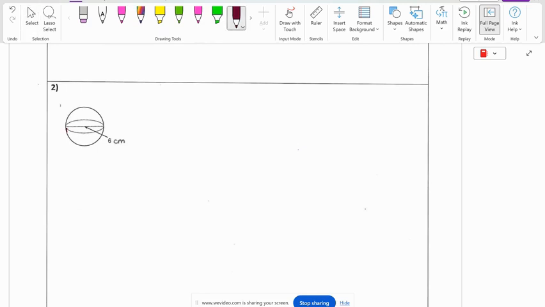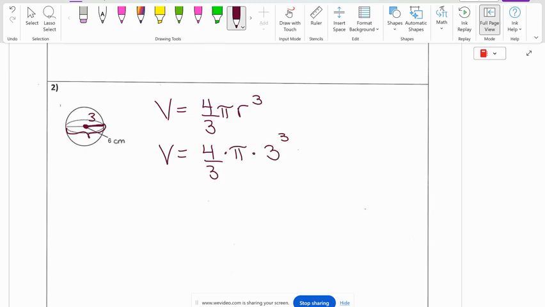So I think this is supposed to be that the whole diameter is 6. So if the whole diameter is 6, what's the radius? 3. So to find the volume of the sphere, it's 4/3 pi r cubed. Well, our radius is 3, so this is 4/3 times pi times 3 cubed.